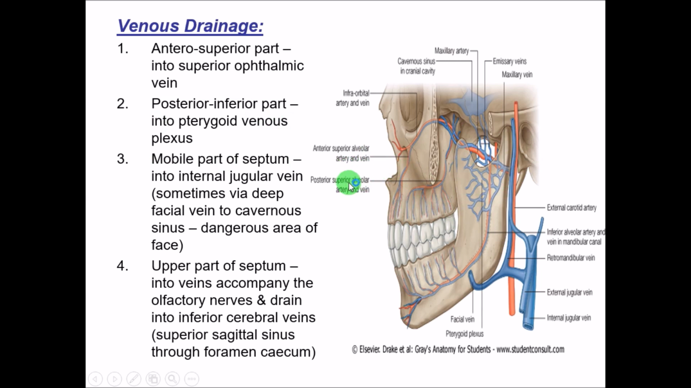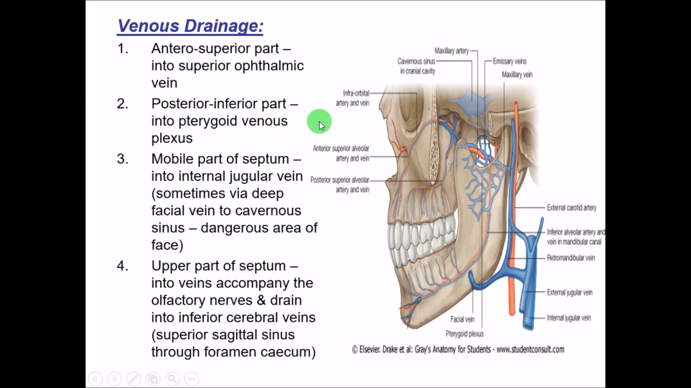That's why it is called the dangerous area of the face, the most anterior part of the nose and the upper lip. So that whole area will be called the dangerous area, and it is usually draining into the internal jugular vein, sometimes into the deep facial vein, and from there to the cavernous sinus directly. So that's why infection outside will go into the cranial cavity and from there to the brain. That's why it is called the dangerous area of the face. Okay. The upper part of the septum drains into veins accompanying the olfactory nerves and drains into the inferior cerebral veins.